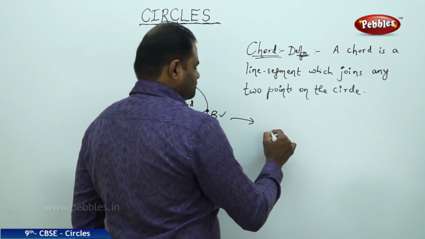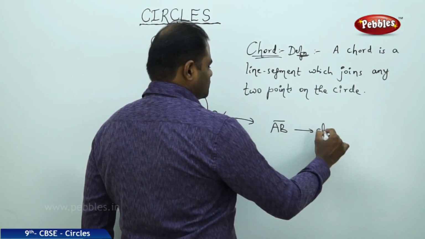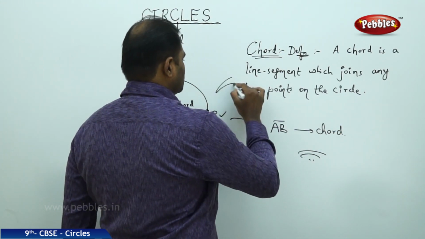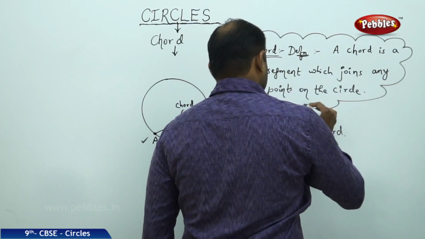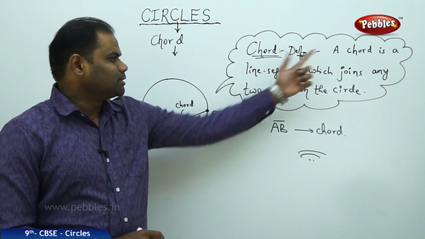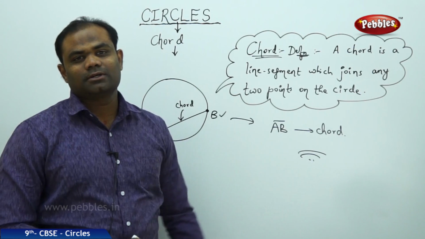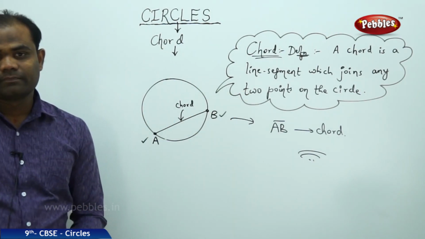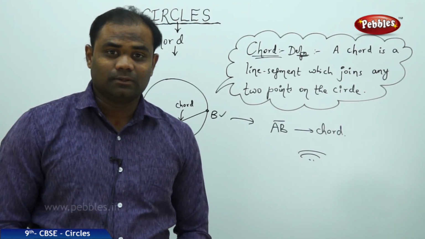So in this diagram, line segment AB is the chord. Is how I understand the definition of the chord. A chord is a line segment which joins any 2 points on the circle. In this case, AB being the chord. Is how I understand a chord connected with the circle.